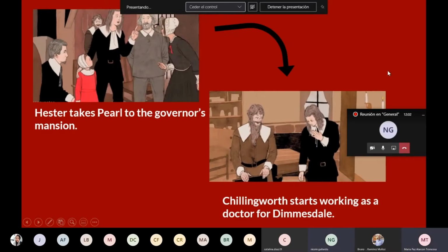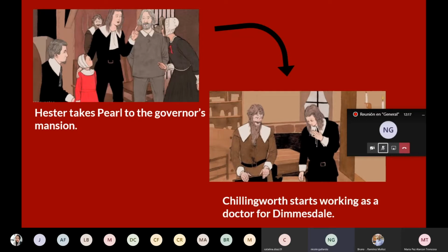Well, one day Chillingworth discovers a curve mark in Dimmesdale's chest. This mark resembles Hester's scarlet letter because he has a letter A in his chest.